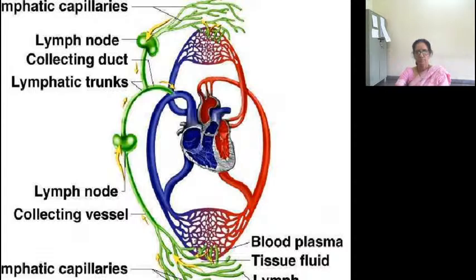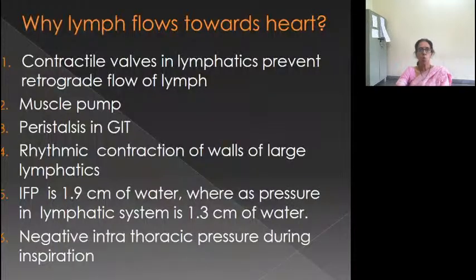Why? Just like veins, because the pressure in the veins is less and the pressure in the lymphatics is also less, they can only flow towards the heart. So why does lymph flow towards the heart? Lymphatics have contractile valves. I told you valves are there in the lymphatics which prevent the retrograde flow of lymph. So it has to go only towards the heart, just like your veins. And there is the skeletal muscle pump: contraction of the skeletal muscle will compress your lymphatics, so they go towards the heart. Peristalsis is there in the GIT, so again it takes lymph towards the heart.